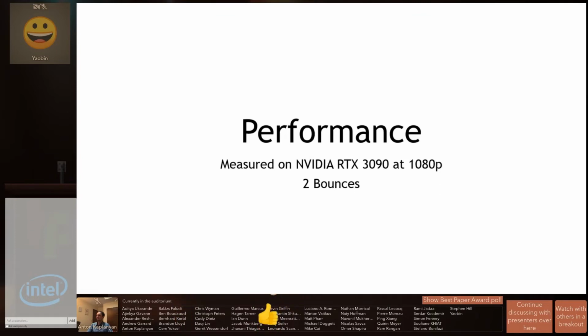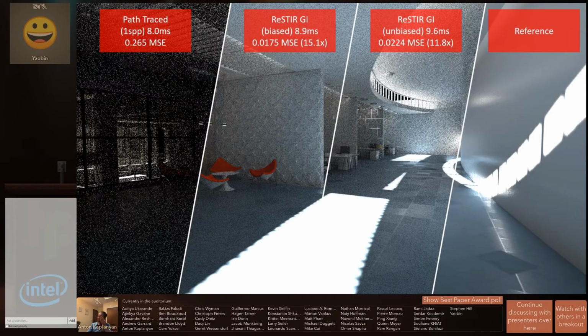Let's check the performance. All results here are measured on an NVIDIA RTX 3090 at 1080p resolution. 2 bounces are used. Here is an equal time comparison. This figure compares different algorithms in roughly equal render time. The ReSTIR GI algorithm shows about 11 times to 15 times MSE improvement.